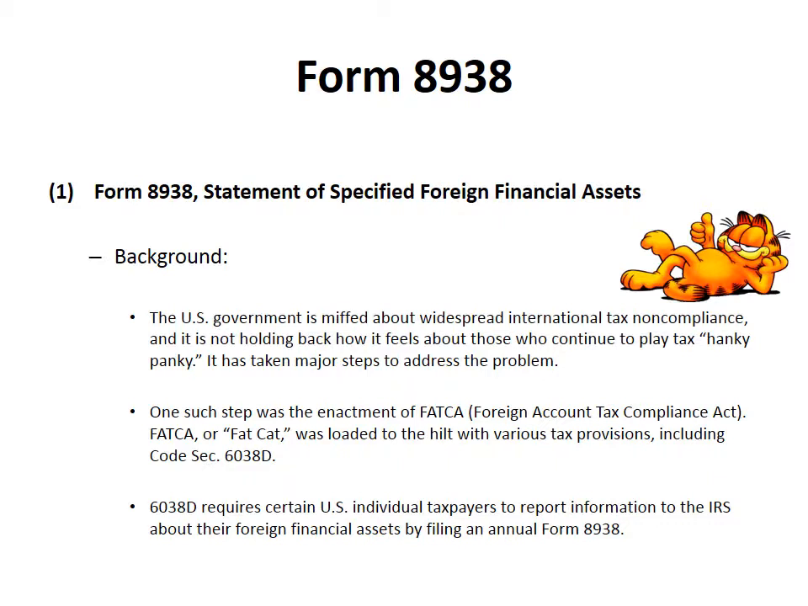6038D requires certain U.S. taxpayers to report information to the IRS about their foreign financial assets on a Form 8938. So if you're looking for the culprit or the reason why we have this Form 8938, it harkens back to FATCA. FATCA breathed life into Form 8938 through this code section 6038D.